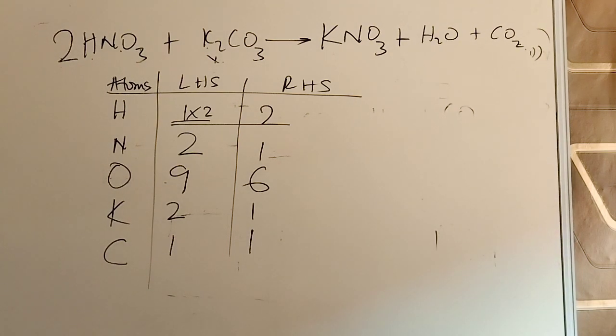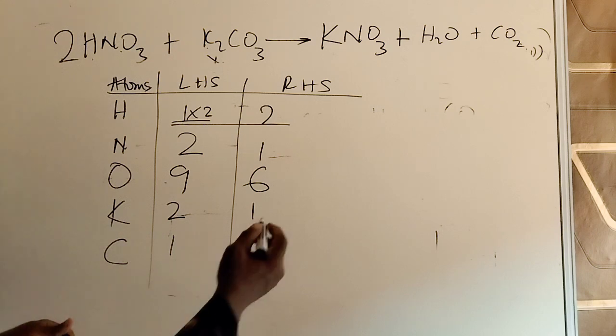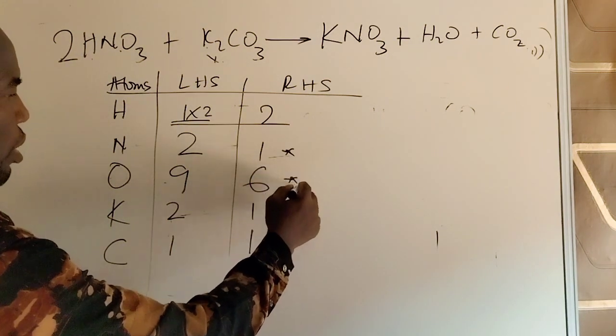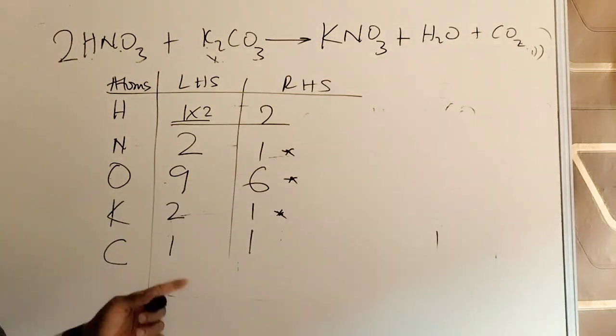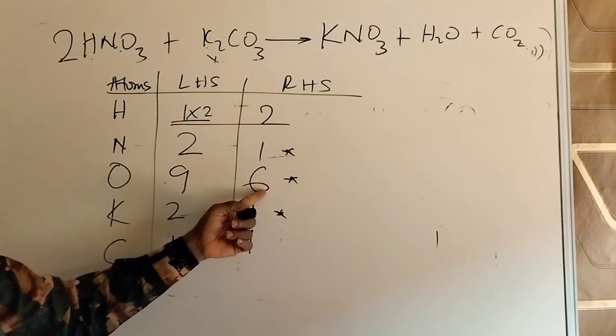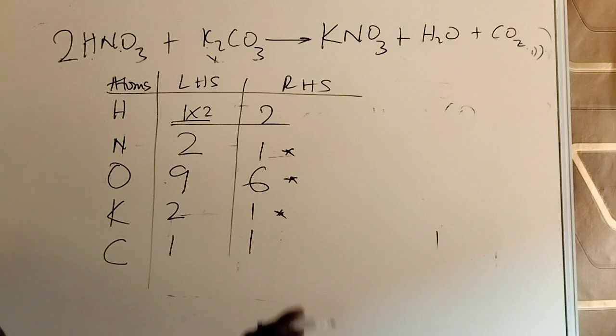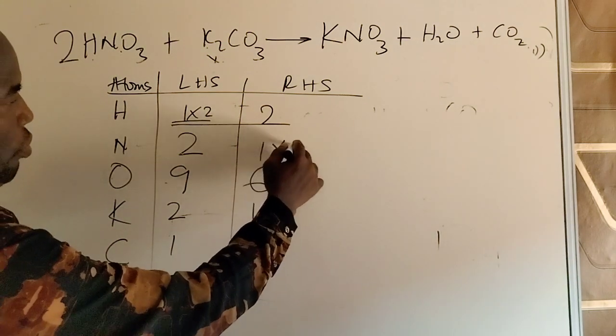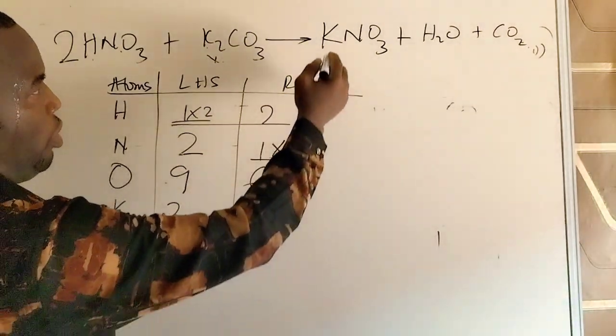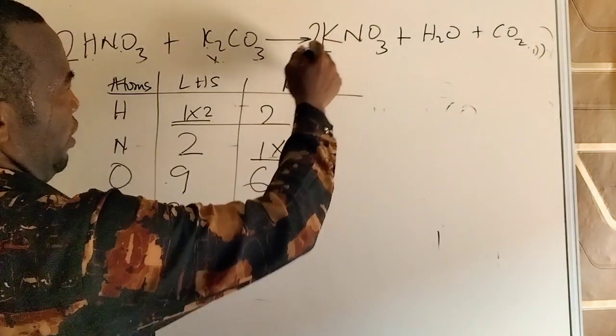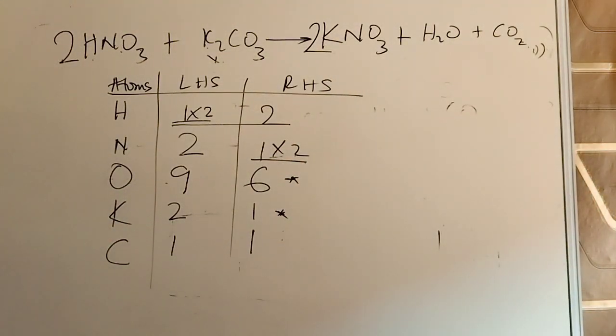So having done that, we still go ahead. We have nitrogen, oxygen, and potassium. It will not be easy to balance oxygen for now, but you can balance nitrogen, and you can balance potassium. So let me start with nitrogen. We put 2 here in front of nitrogen.